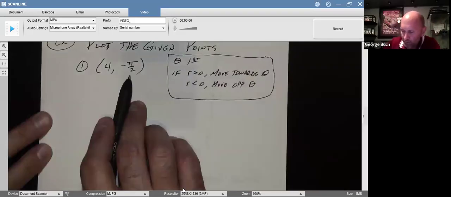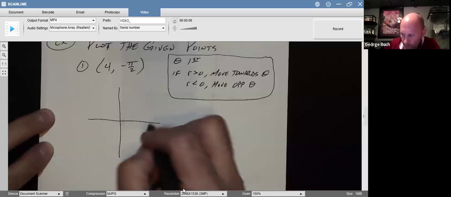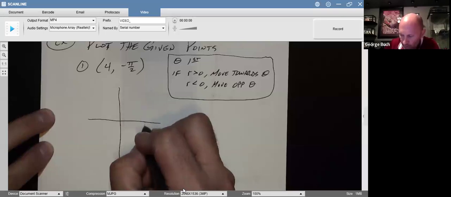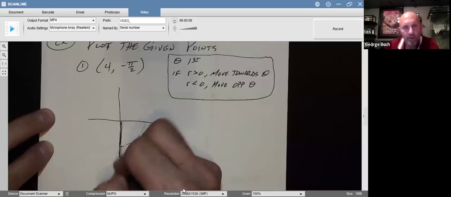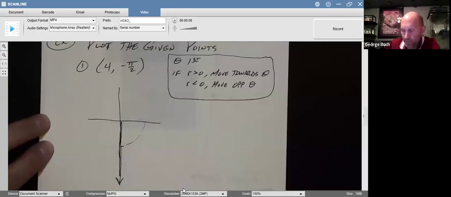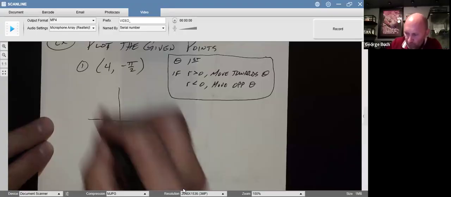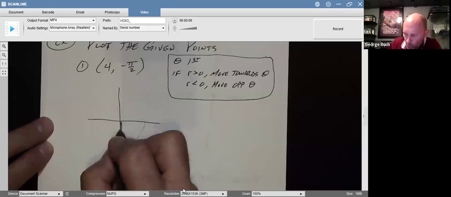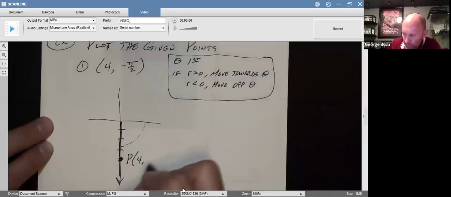So first of all, we're looking at theta. That's negative pi over 2. So that means what? We're moving clockwise, a distance of pi over 2, which puts me down here on the lower part of this axis. And then r is positive. So whatever direction theta is, I move the same distance, 1, 2, 3, 4 units out. So this here is my point 4, negative pi over 2.